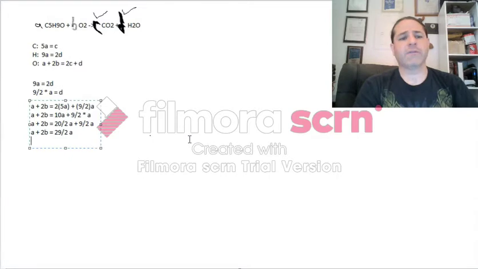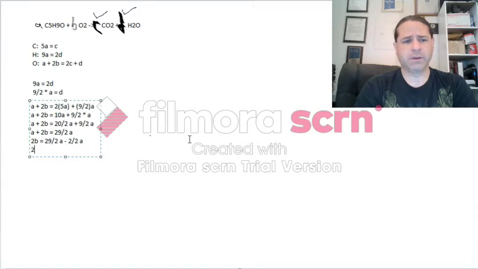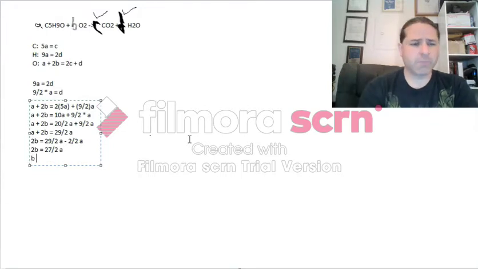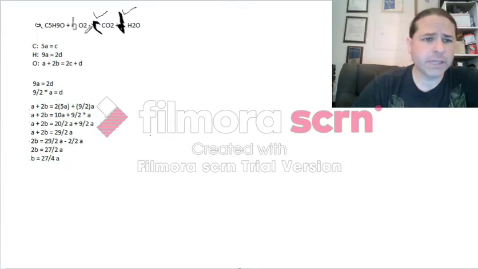We subtract A from both sides, or another way to look at it is 2 over 2 A. We have 2B equals 29/2 A minus 2/2 A, which is just 27/2 A. And then if we divide both sides by 2 to get B by itself, we end up with 27/4 A. So now what we have is all of these in terms of A.